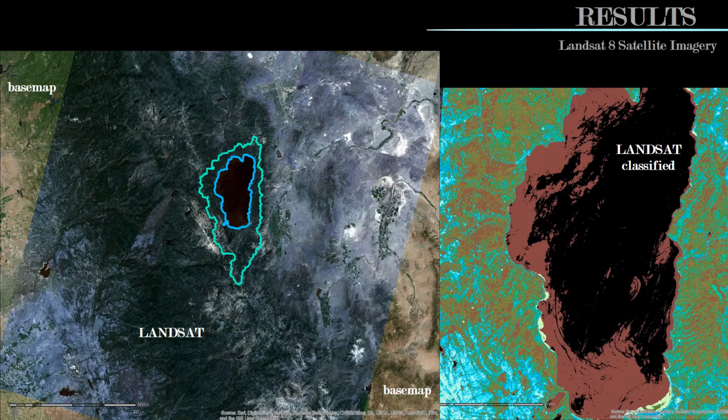But while it didn't make sense to zoom in on the sites because it was just colored squares, this slide shows the base map with the Landsat on top of it, as well as the classified Landsat for Lake Tahoe as a whole.